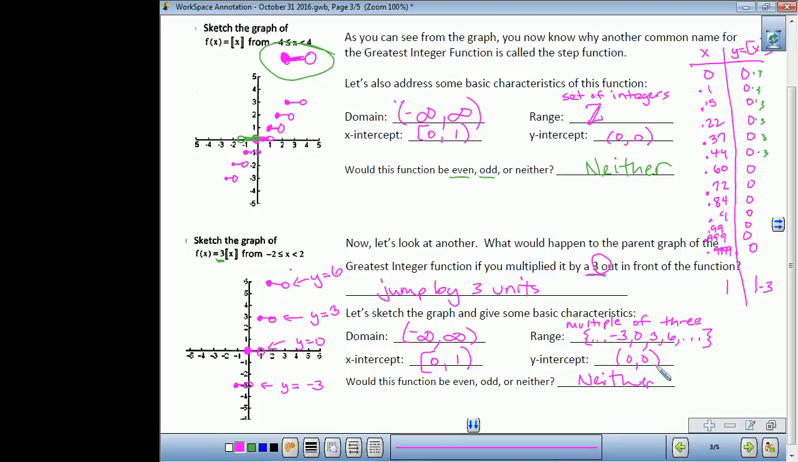In this case, I could say multiples of 3 because these are multiples of 3. But if I had shifted this function up 1, then I'd have 1, 4, 7. And I can't really describe that as a multiple of anything. So I would have to just show the pattern. And the reason we do that is because it does not contain every single integer.